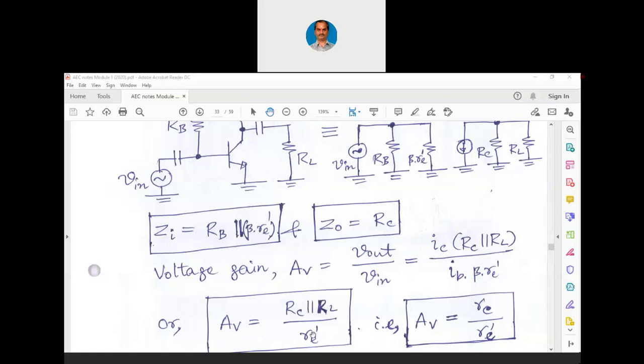Now we know beta, we will be knowing RB, RC and RL, and we can find out RE dash, that is nothing but 26 millivolts divided by IE. IE we can find out by the DC analysis, and by means of this we can actually compute the input impedance, the output impedance, and the voltage gain for a given amplifier circuit. I hope you got it.